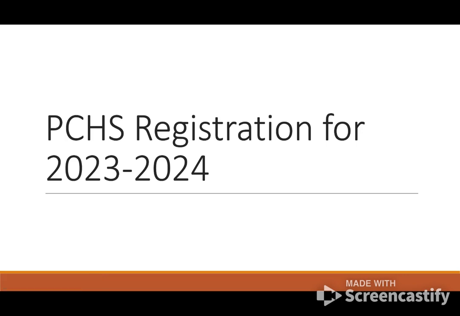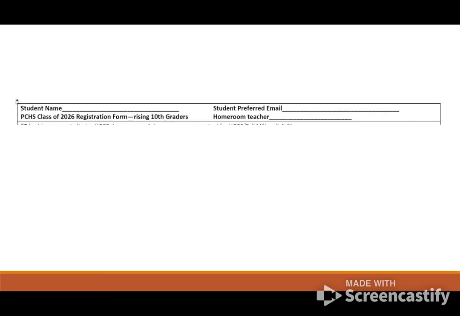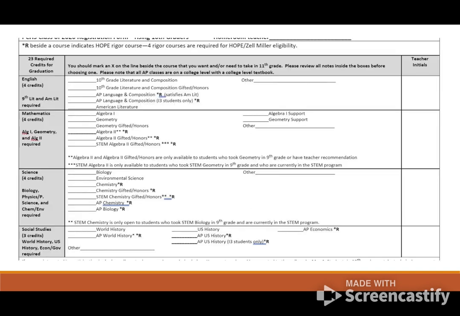I'm one of the counselors here at the high school, and we are going to discuss your registration form for next school year. At the top of your form, you should have the form that is Class of 2026 for rising 10th graders. Please be sure to put your name and your student preferred email, as well as your homeroom teacher. If you are at the 9th grade academy, you can put your flex teacher.